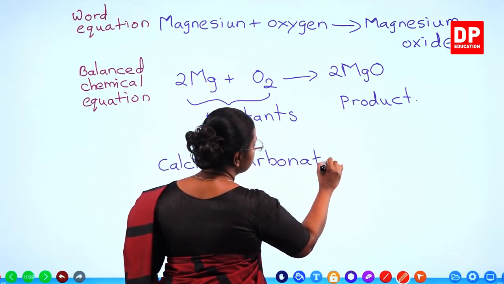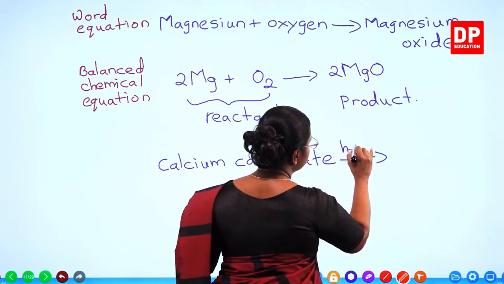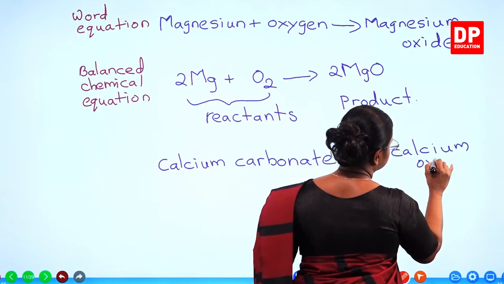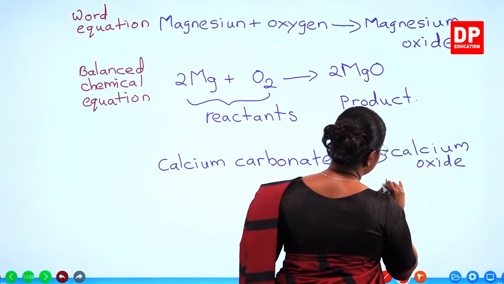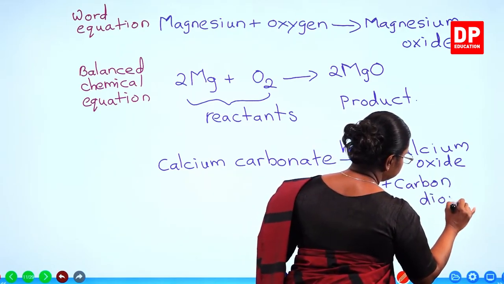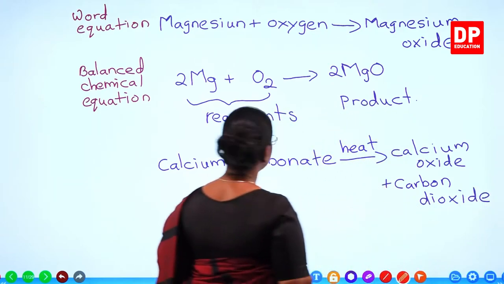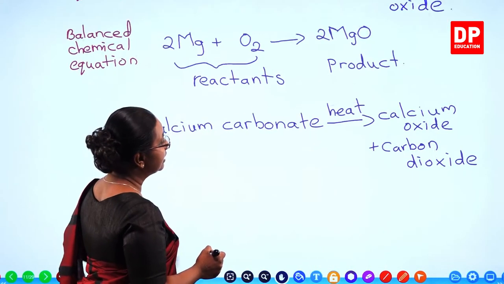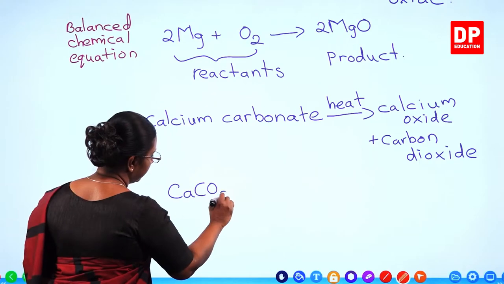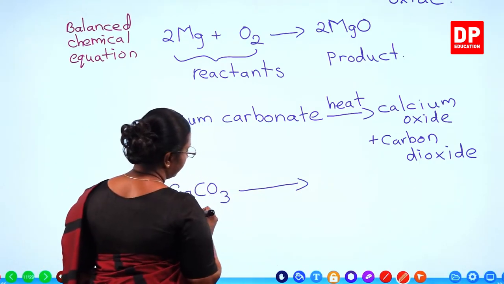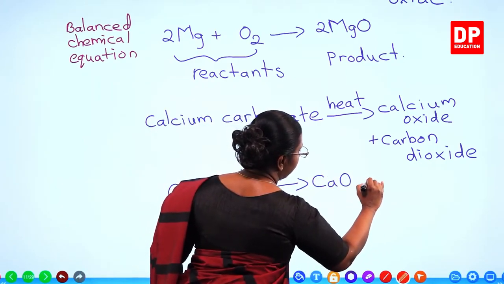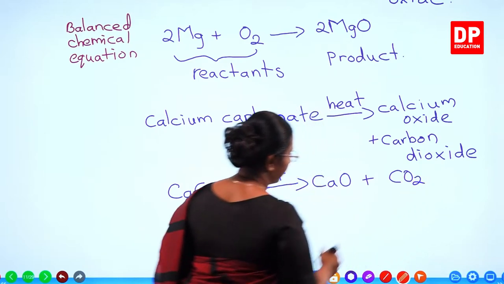Calcium carbonate, when you heat, we get calcium oxide plus carbon dioxide. For this also, we can write the balanced chemical equation. Calcium carbonate, CaCO3. You are familiar with all these formulae. Heat, you will get calcium oxide and carbon dioxide.